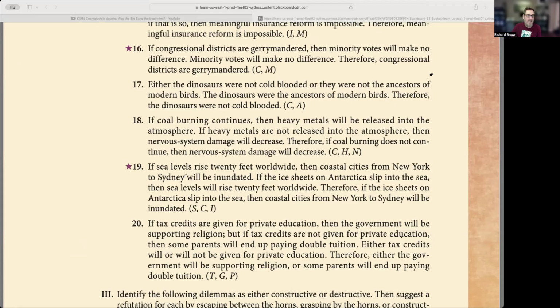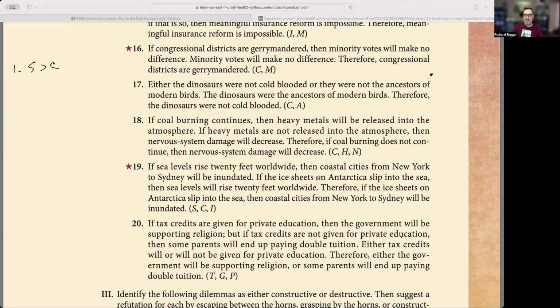All right, so then the last one here that we're going to do, remember, we'll go over the non-starred ones in class after you do the assignment. So we have S, C, and I. The first premise says, well, let's assume it's a premise. If sea levels rise 20 feet worldwide, then coastal cities from New York to Sydney will be inundated. So it looks like S is sea levels rise 20 feet worldwide, and C is coastal cities from New York to Sydney will be inundated. So the first premise simply says S horseshoe C.